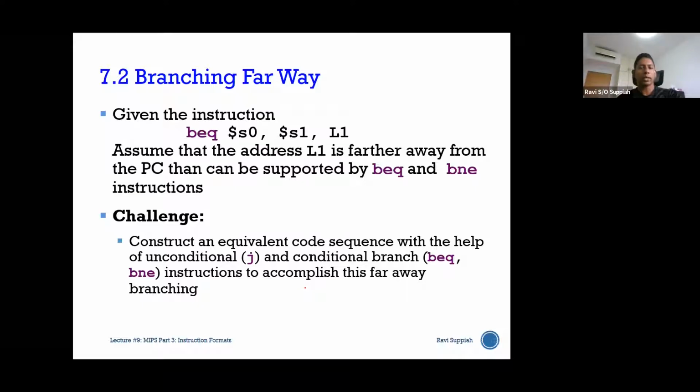Of course, this is just another thing to consider. For branch instructions, we say that it is supported, up to a limit.